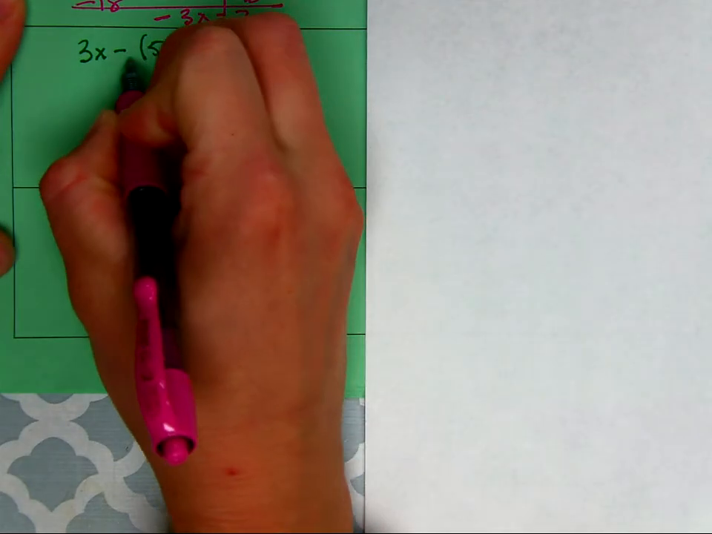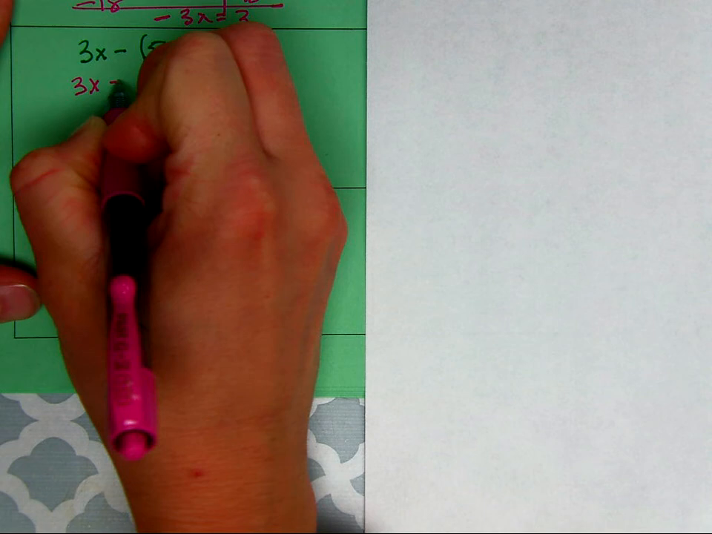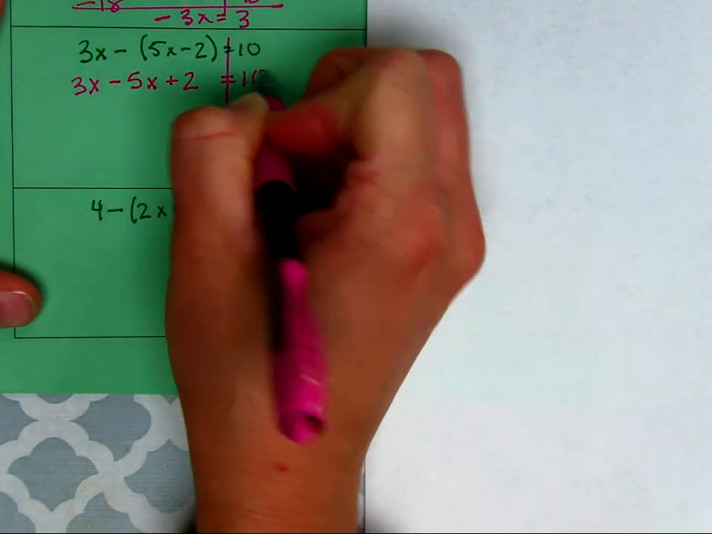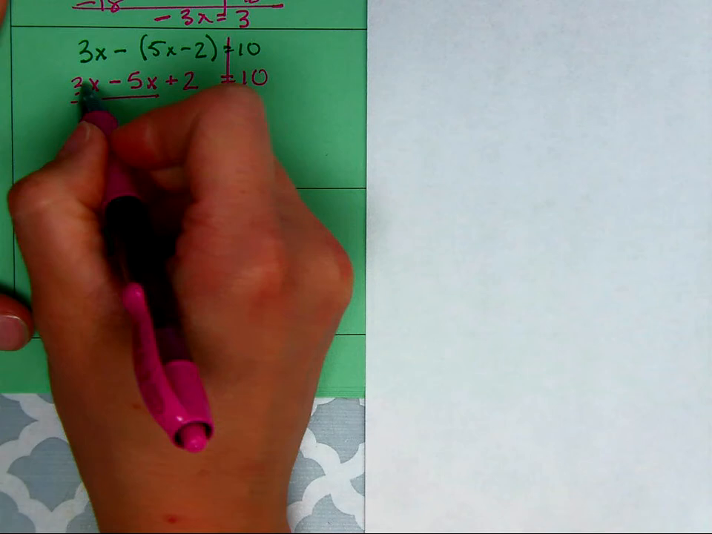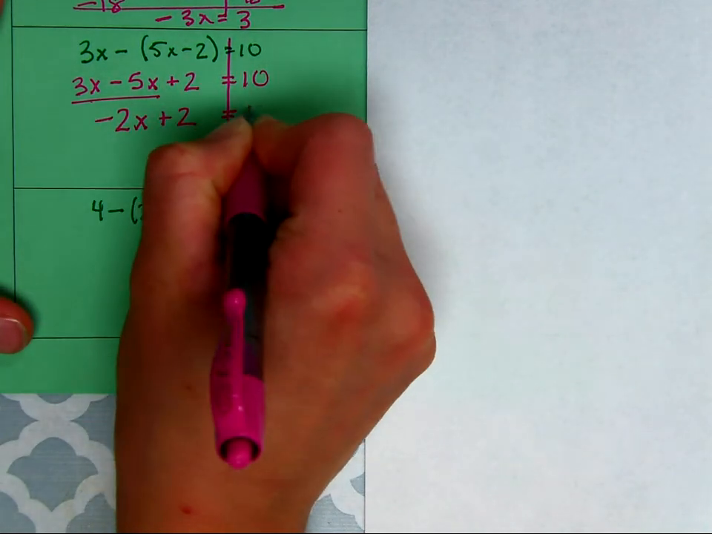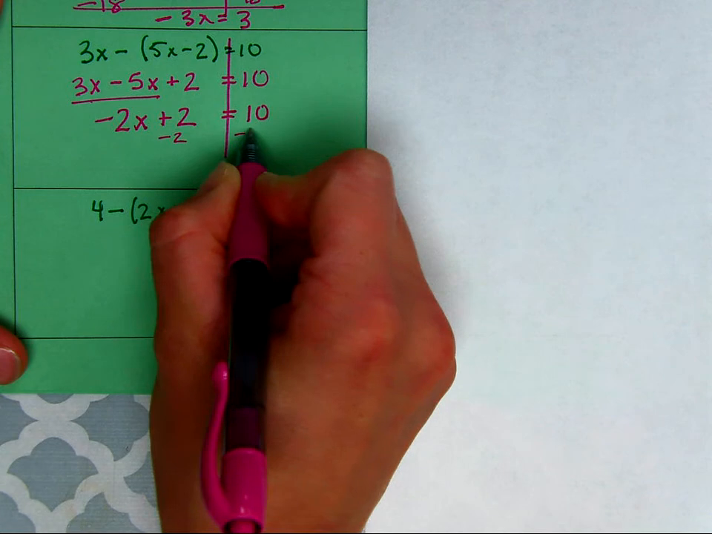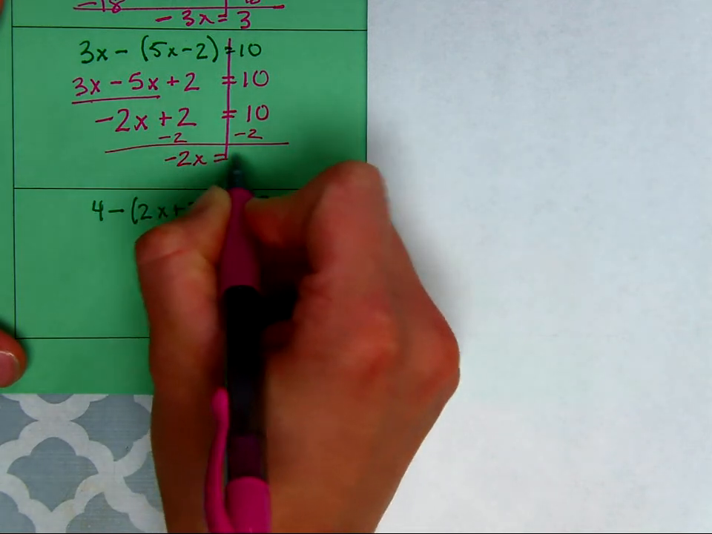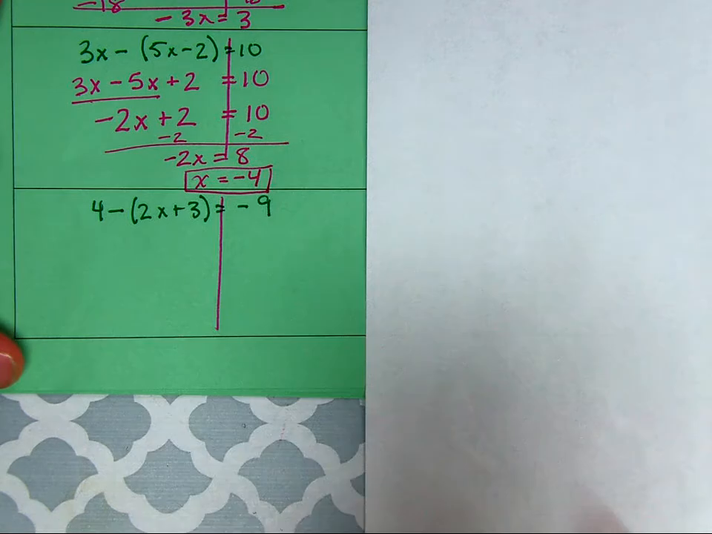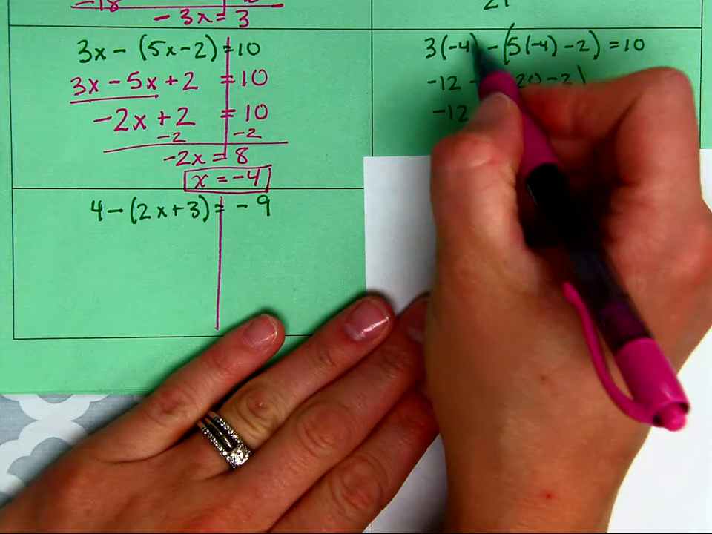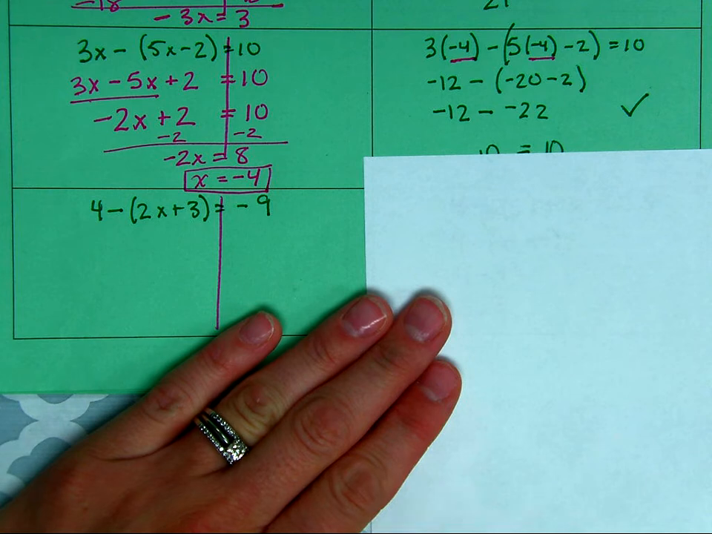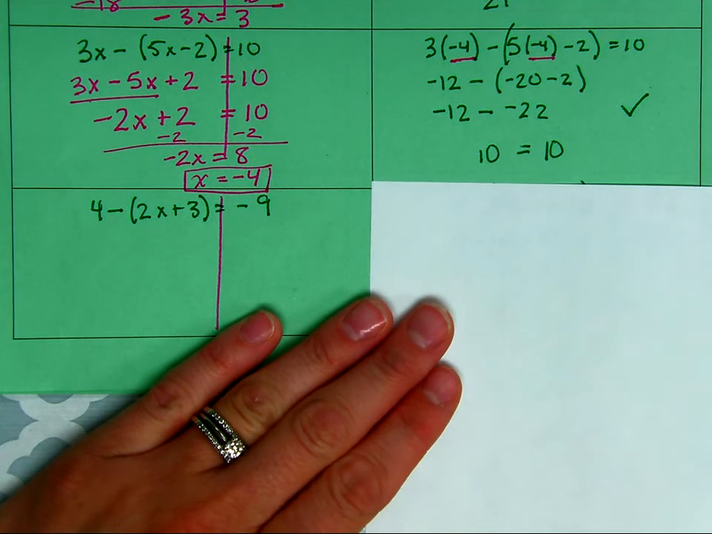So again, I'm distributing a negative 1 here. So that becomes a negative 5x and a positive 2. Okay, your x's are your like terms this time. So 3 subtract 5 makes a negative 2x. Now it's just a 2-step, subtract 2, negative 2x is 8. So when I divide, I get x equals negative 4. Okay, and then we can check that answer. So when you're checking it, realize you have 2 x spots to plug it in for. So you have to plug it into both of them and then do the math.